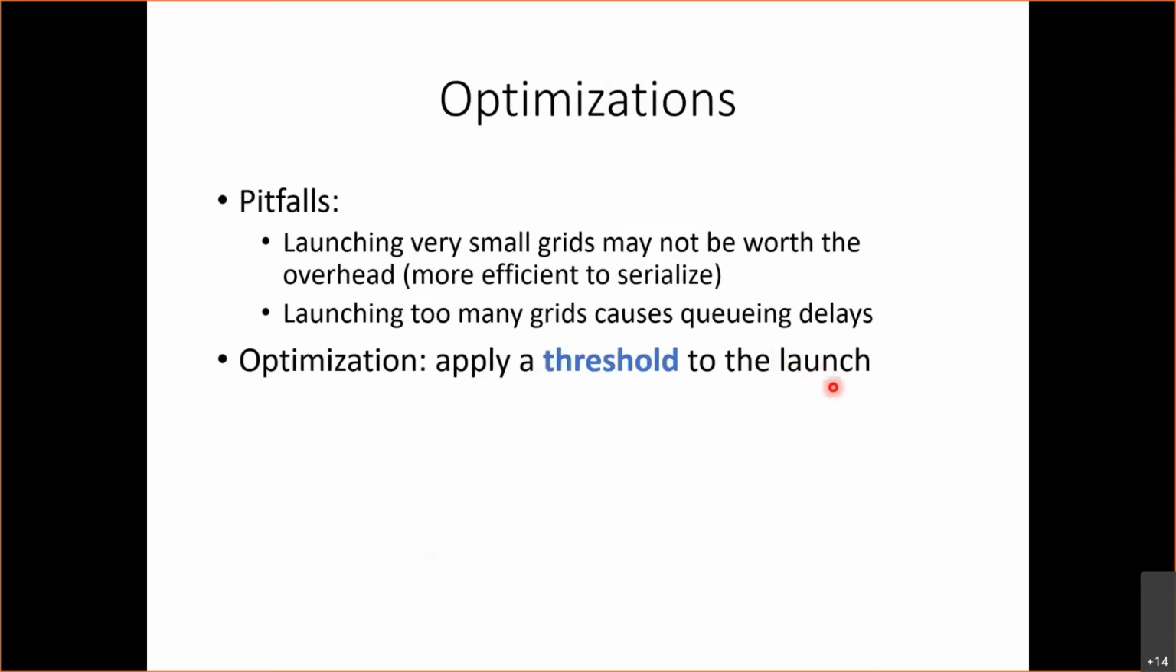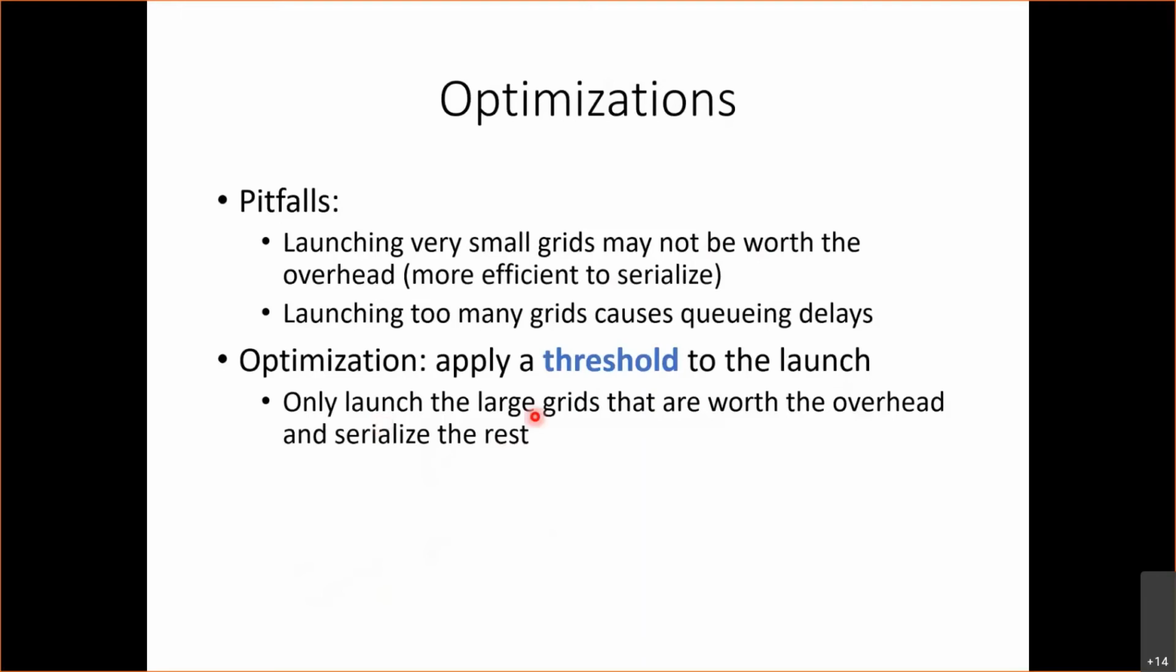So if I have small grids, I don't launch them. I just serialize the work in the parent, and I only do launches for the large grids that are worth the overhead. And the threshold that we pick is going to depend on our data set.